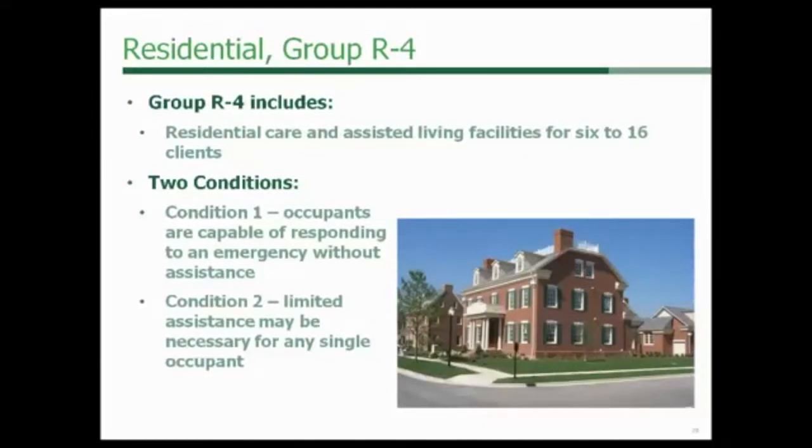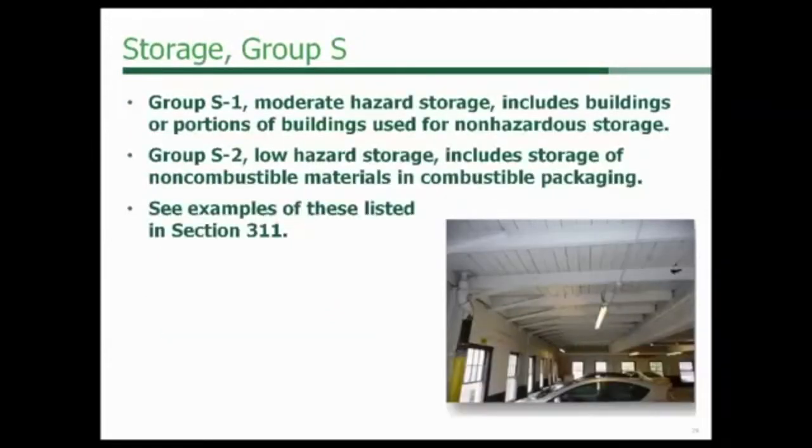R4, relatively new occupancy classification, residential care and assisted living. There's two conditions. Now in the 2015 code, occupants are capable of responding or they're not, or they need assistance. So there's subcategories for R4. S, storage, similar to F1 and F2, and the pattern is similar. You have moderate hazard and low hazard involving storage of non-combustible materials. However, it can be in combustible packaging. There's examples in 311.